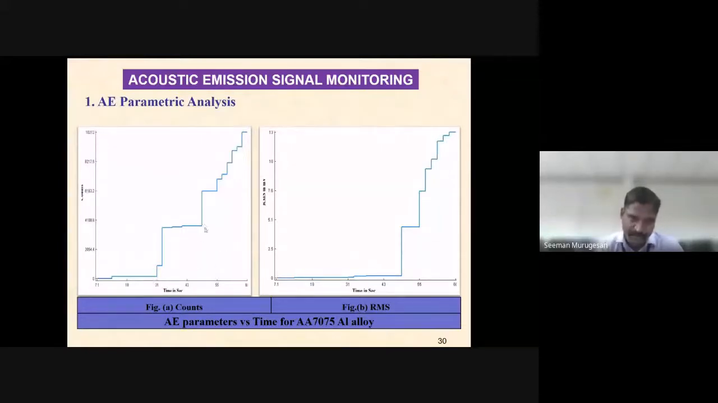The 49th second is a yield point. After the yield point, there is a rapid increase in the AE parameters: counts, RMS, amplitude and hits.